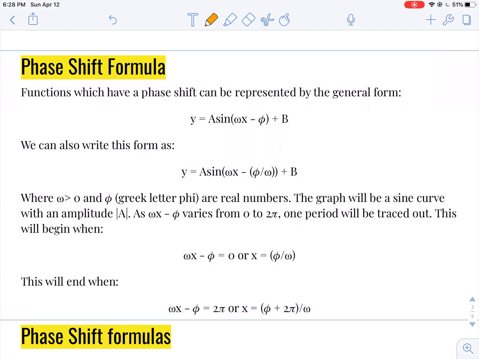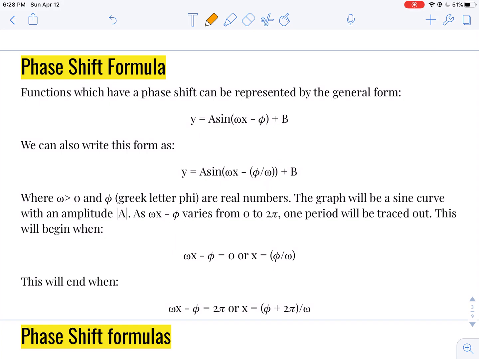Now this is a little bit random in the fact that we use the English alphabet along with the Greek alphabet. We use A for amplitude. Don't ask me why we decided to use B for vertical shifts. That's just what our book does. We'll stick with it.